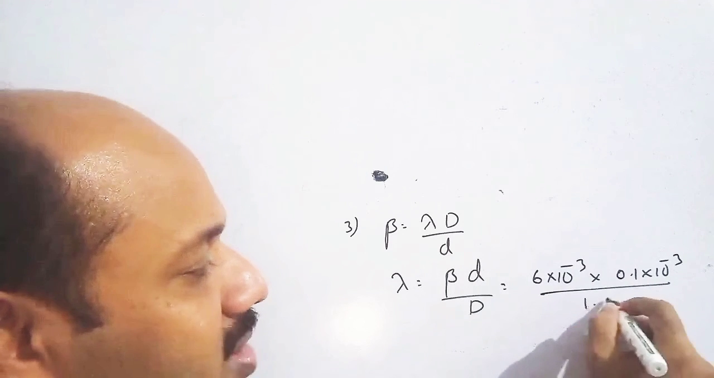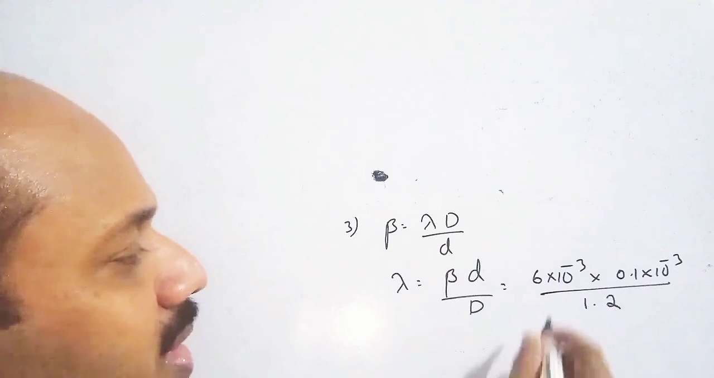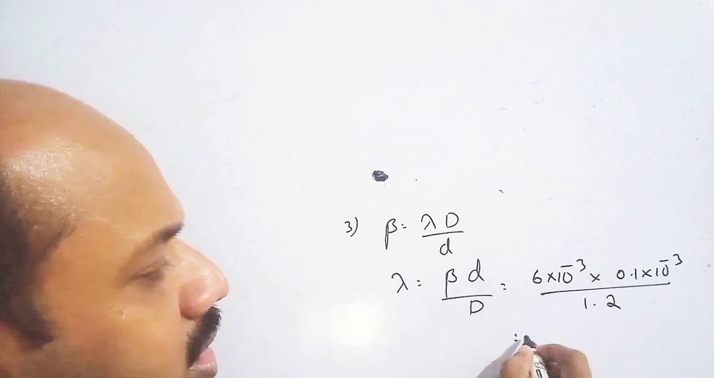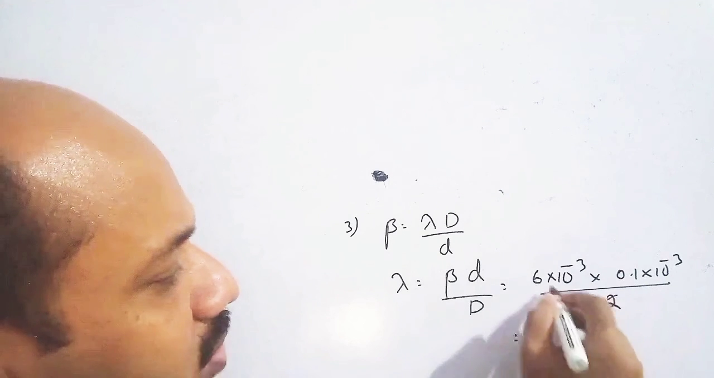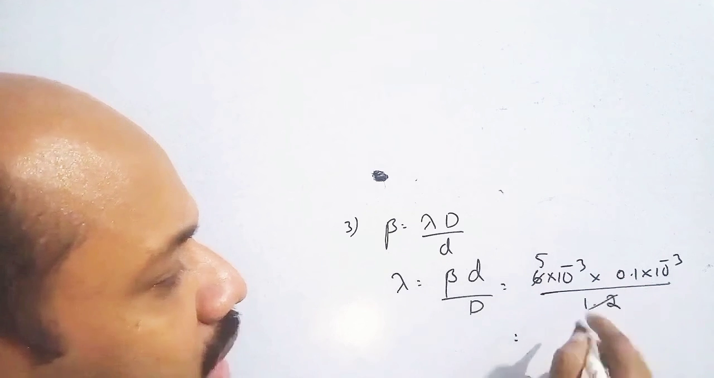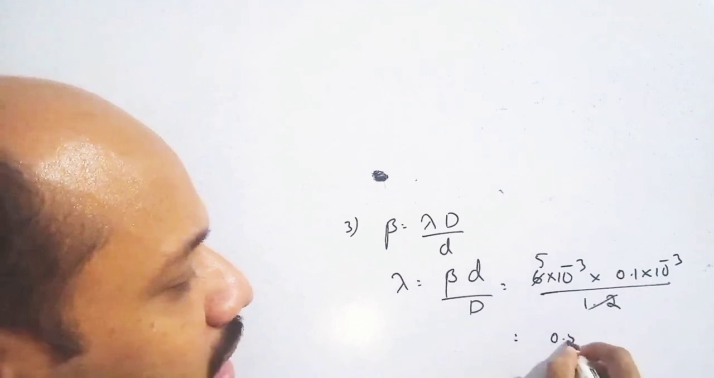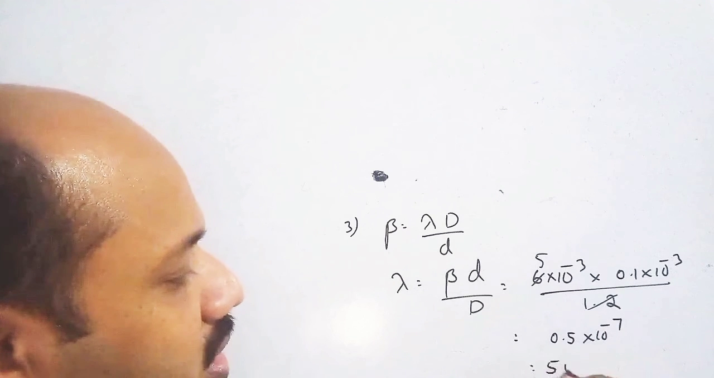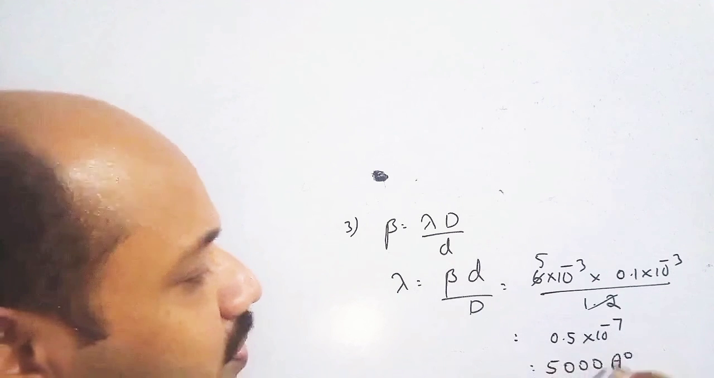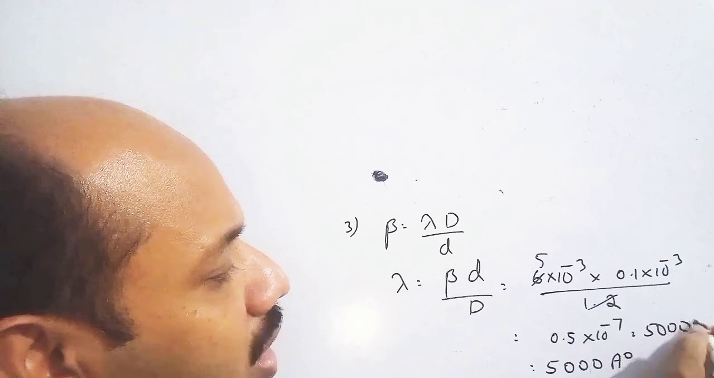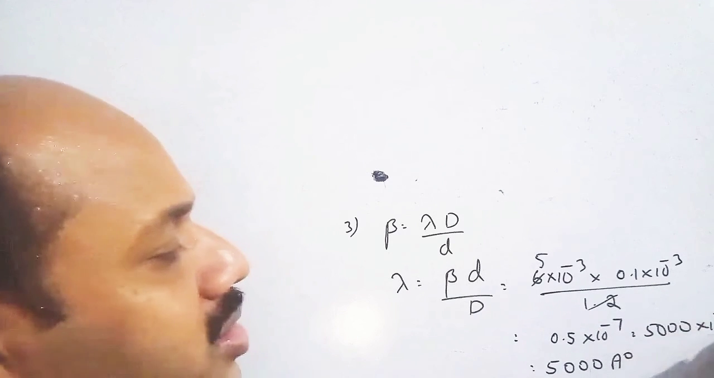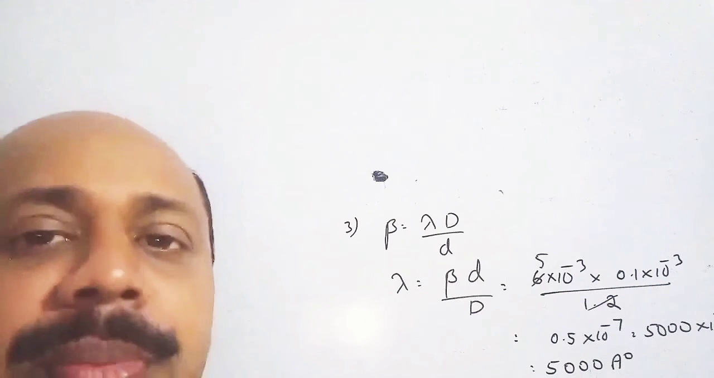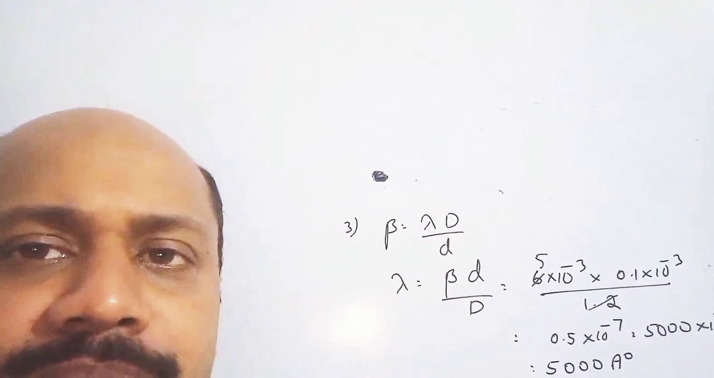Capital D is the distance from slit to screen, that is 1.2. Now if you are taking this as 0.6, you can say this is 5, right? 1.2, this is 5. Now this is 0.5 into 10 raised to minus 7. Yes, that is 5000 angstrom, which is 5000 into 10 raised to minus 10 meters. Now it is 5000 angstrom. Answer is 2.